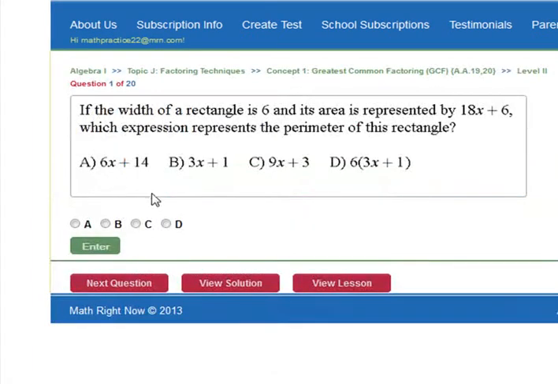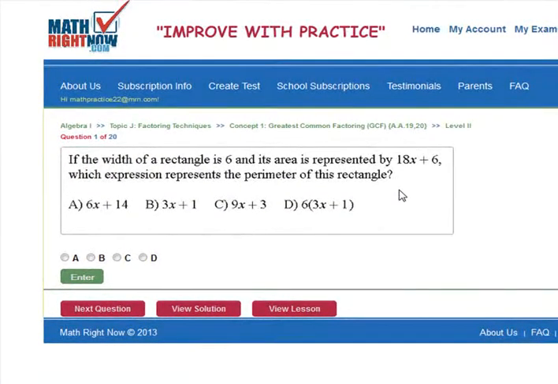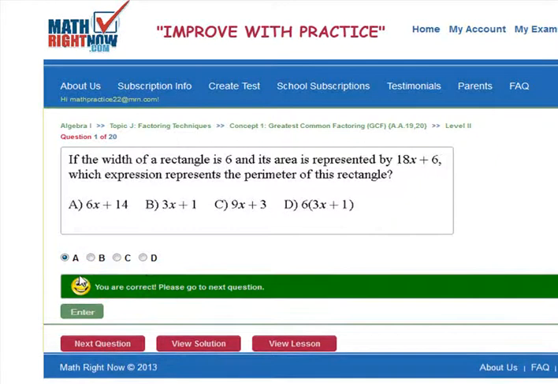So here's an example of a question. If the width of a rectangle is 6 and its area is represented by 18x plus 6, which expression represents the perimeter of this rectangle? Well, we always recommend that you work out the problem with pen and paper and then click your solution. So suppose you work that out and you believe it's choice A. You click A and enter, and you'll be told that you are correct. So then you can go on to the next question.